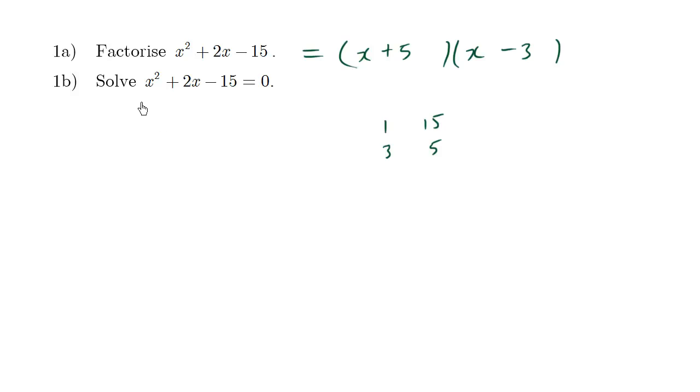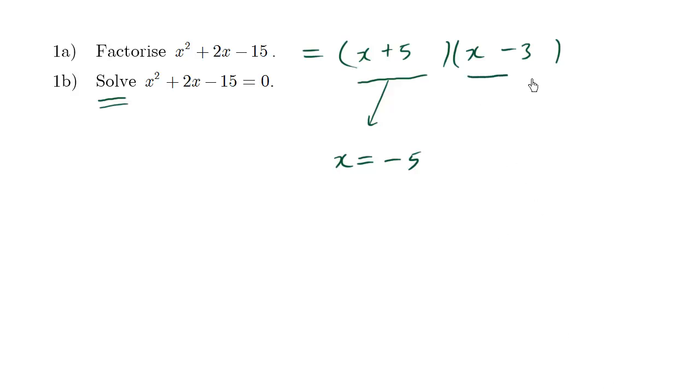1b. Solve this quadratic. Because we factored this, we can easily know what the solution is. When we say solve, we want to set one of the factors to 0. So here, to make this factor 0, we say that x is equal to negative 5, because when x is negative 5, plus 5 is 0, and the factor becomes 0. Anything times 0 becomes 0.